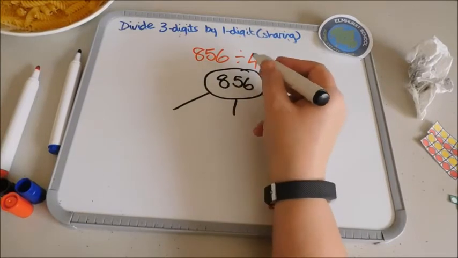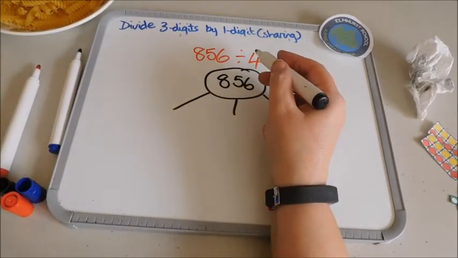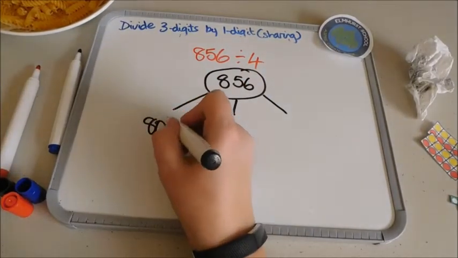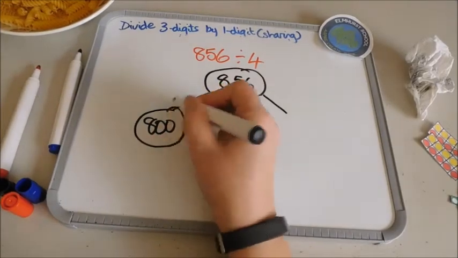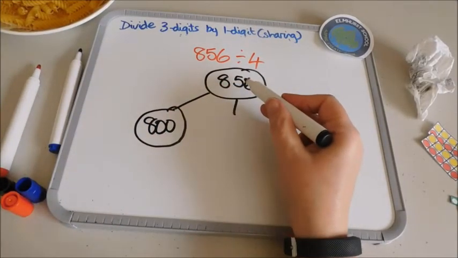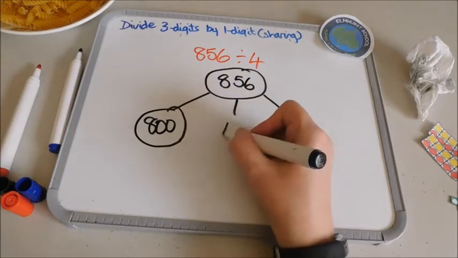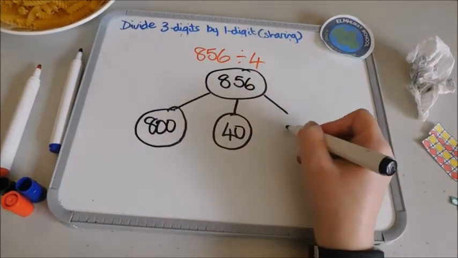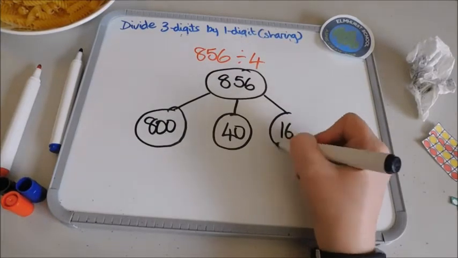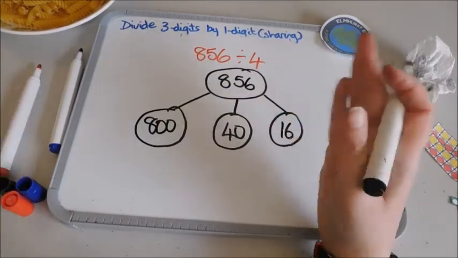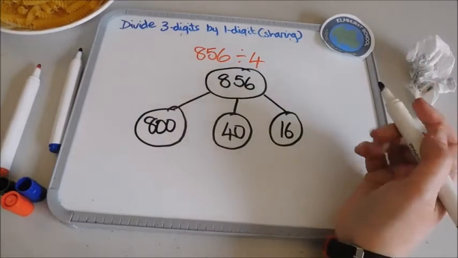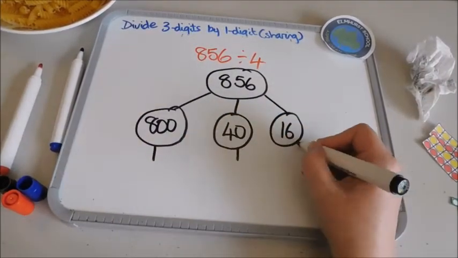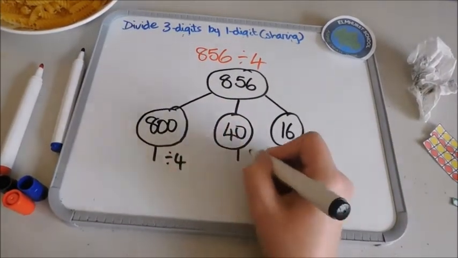Now I know, thinking I'm splitting it into 4 equal groups, the 800 is fine, but I know straight away with my 50 that actually that's going to be a problem. So I'm going to make that 40 there and bring the 10 over, and so I'll have 16 left. Because I'm thinking about those 4 equal groups, I'm thinking about my 4 times table, and then we're going to divide it by 4.